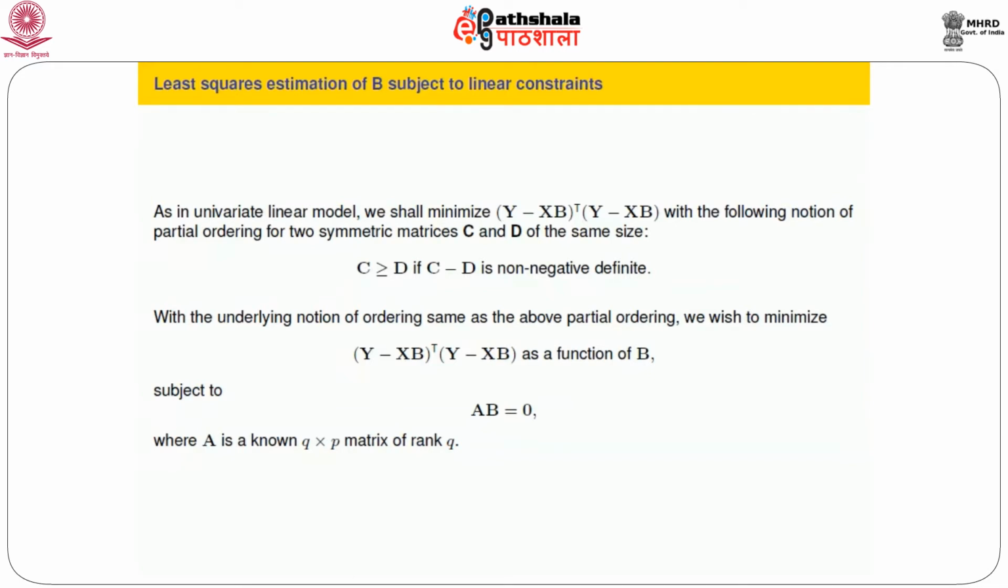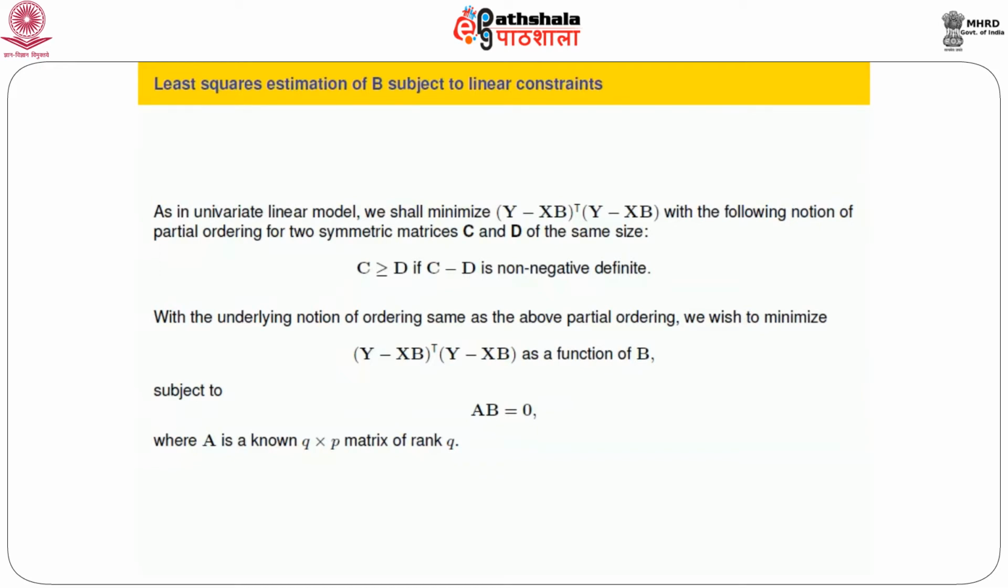So for this minimization process, we need a suitable way to compare two symmetric matrices C and D. Here is the appropriate notion of partial ordering for two symmetric matrices C and D of the same size: C is larger than or equal to D if C minus D is non-negative definite. So that's my criterion. With this underlying notion of ordering, we take this as our criterion for comparing symmetric matrices. Now we wish to minimize this as a function.